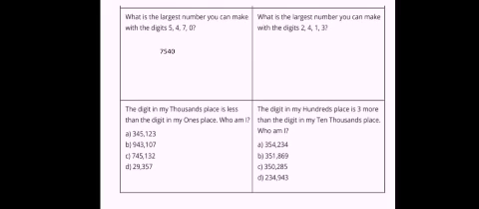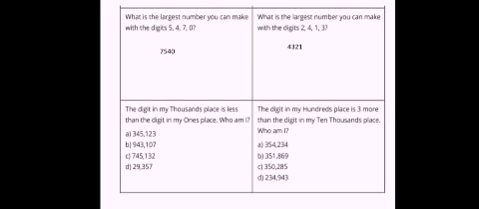Question number 6. What is the largest number you can make with the digits 2, 4, 1, 3? It will be the same. I will arrange them from the greatest. The greatest here is 4. After that 3, after that 2, after that 1. So the number is 4,321.